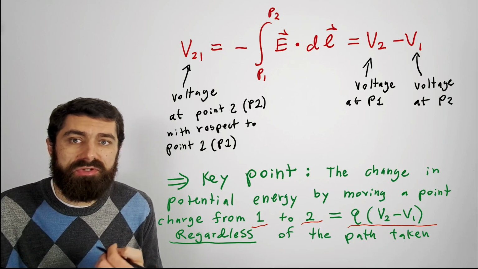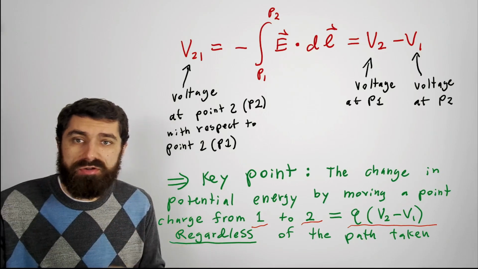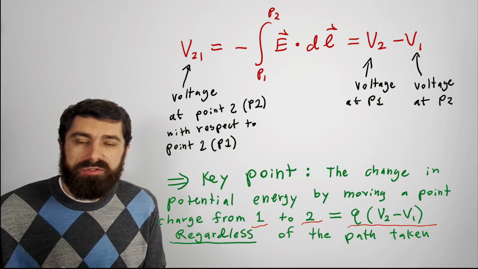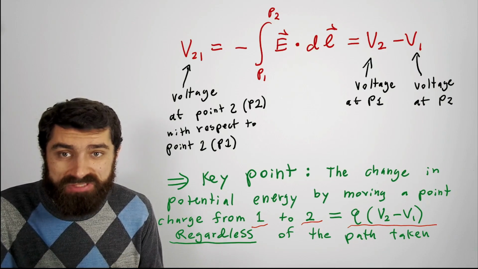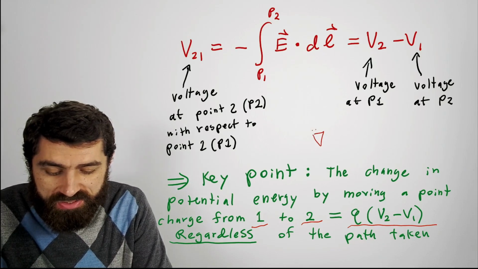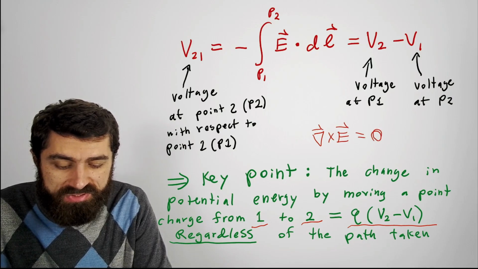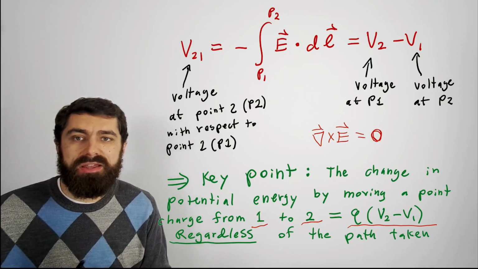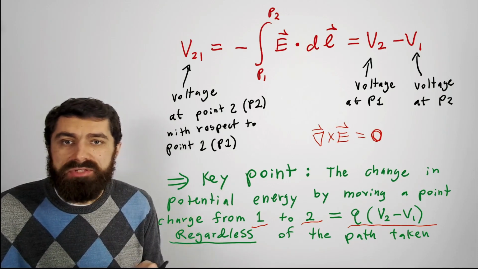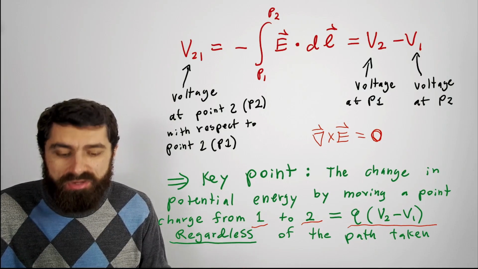And that is due to the fact that in electrostatics, when your charges are stationary, the field is a conservative field. And a conservative field means that the curl of E is equal to 0. And when that is the case, no matter what path you take, that change in potential energy will always be the same.